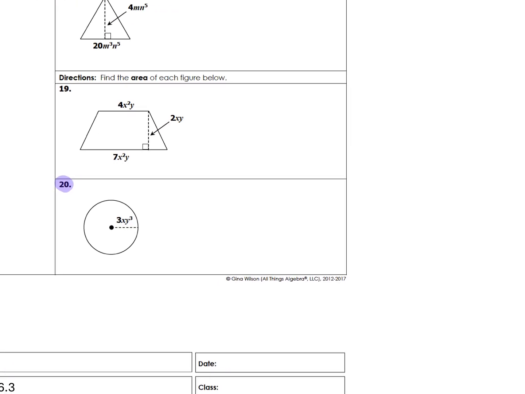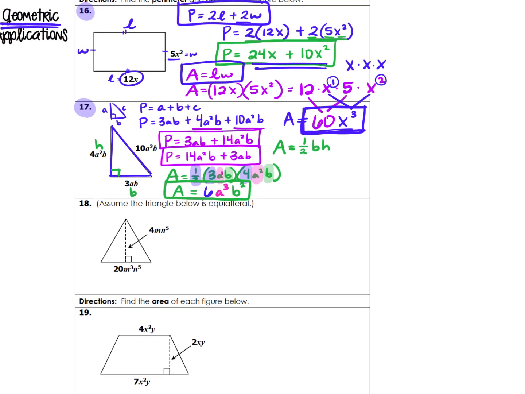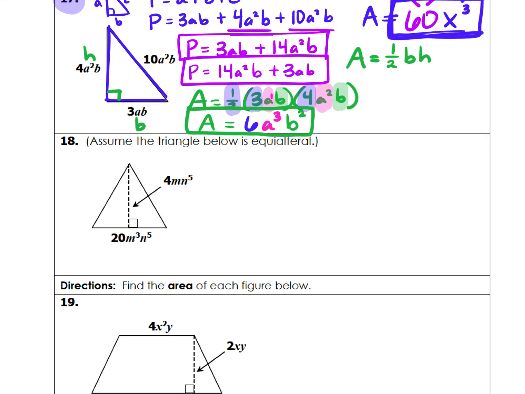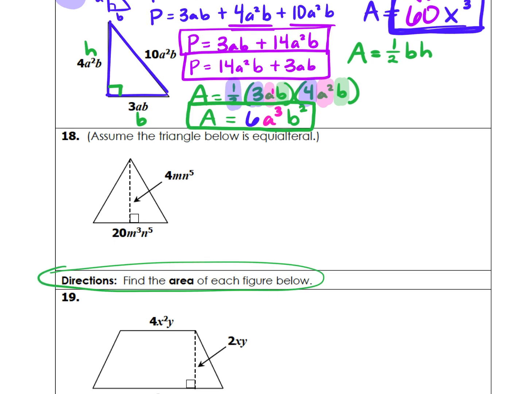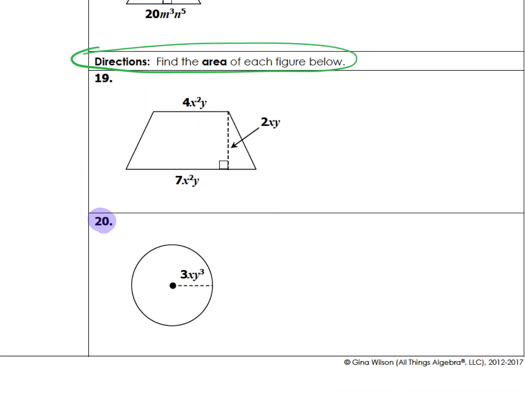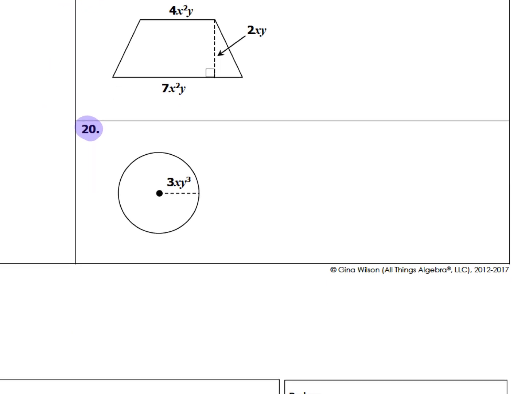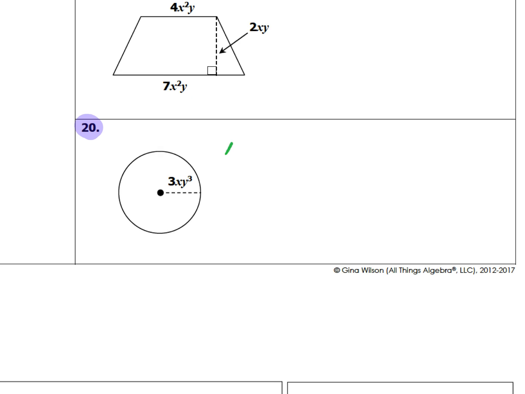All right, and then the last one that we're going to do is number 20. Number 20 is a circle, and you'll notice here it says find the area. It doesn't say anything about perimeter, so we're not even going to do the perimeter of this one. We're going to say the area of a circle is pi times the radius squared.